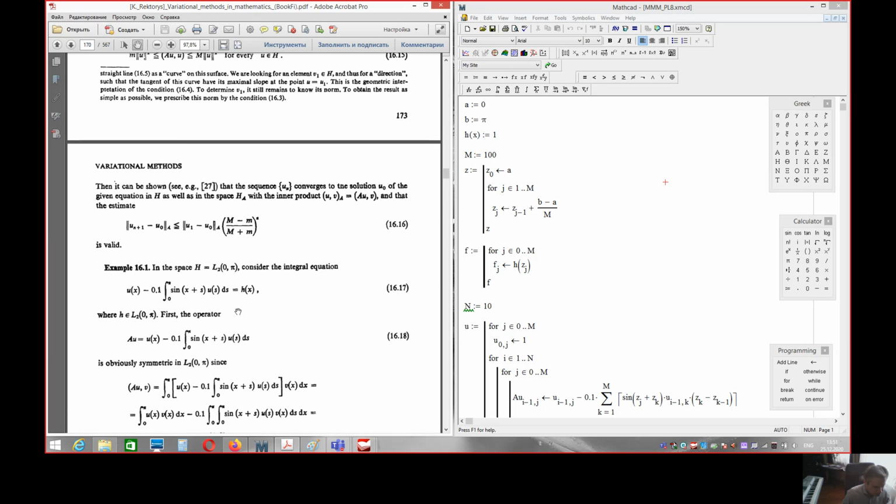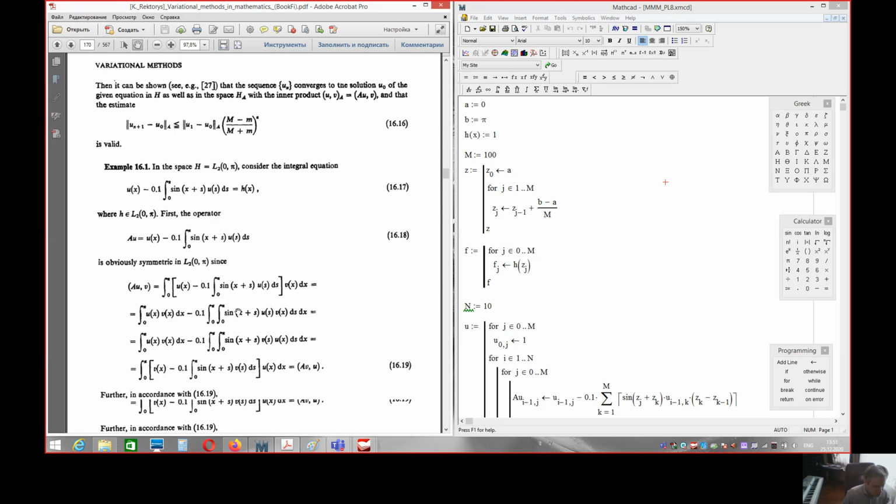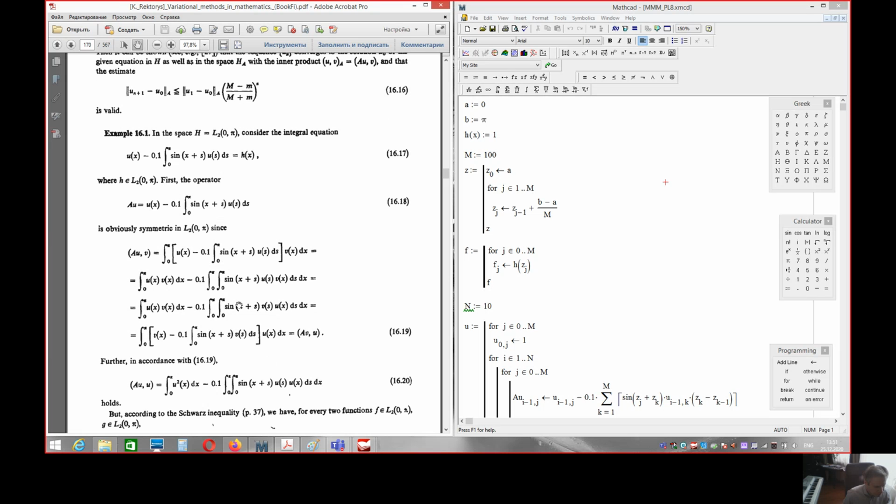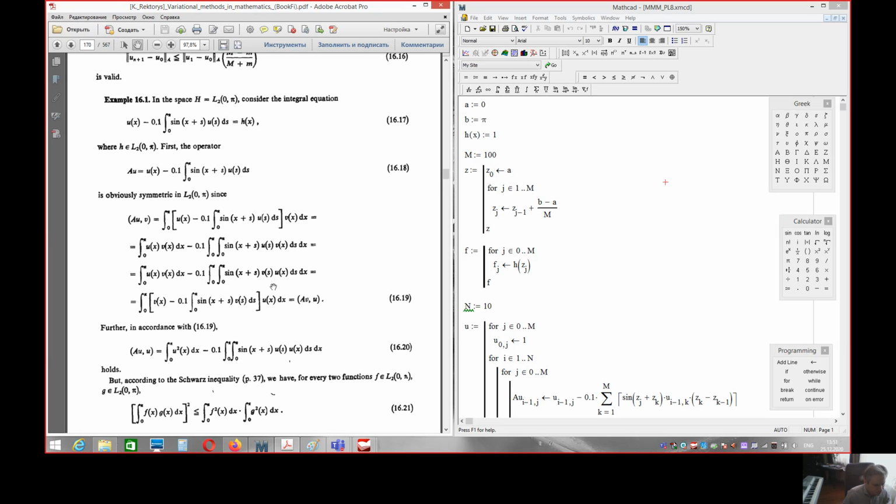Now we have some exact example. In the space H equal to L2 from 0 to pi, consider the integral equation, this one, where h belongs to L2 from 0 to pi.